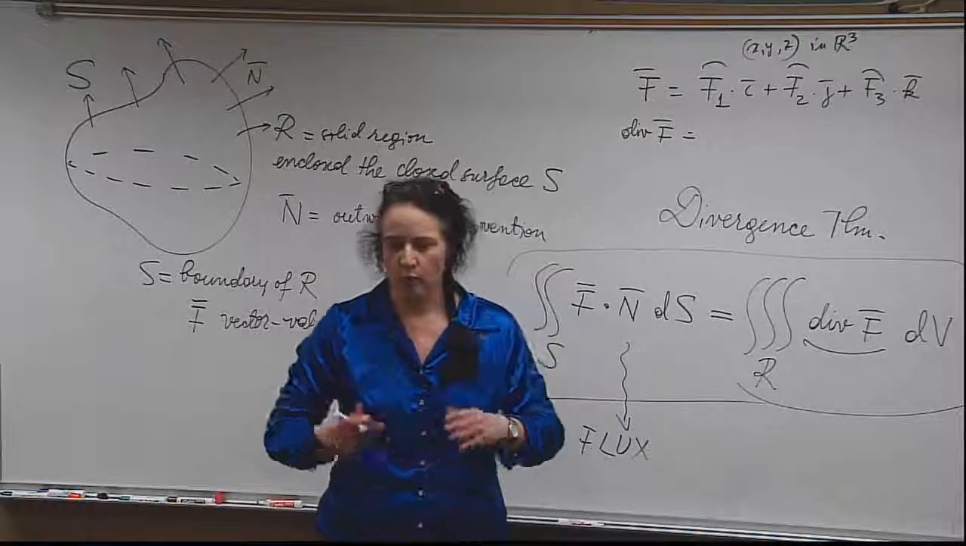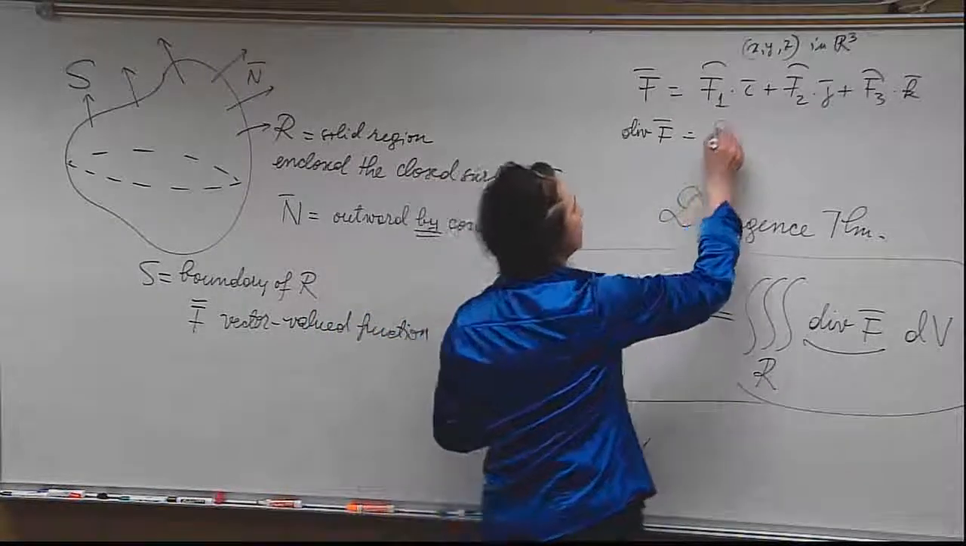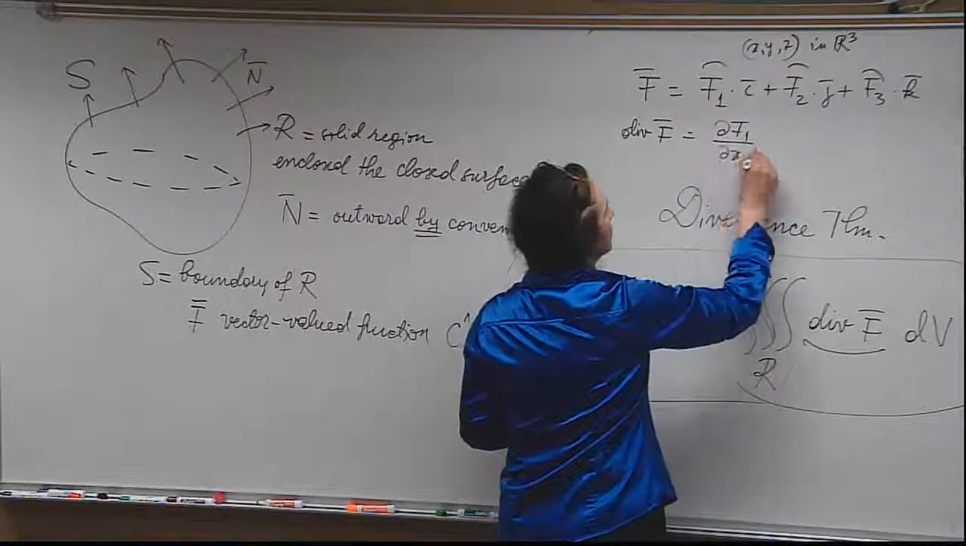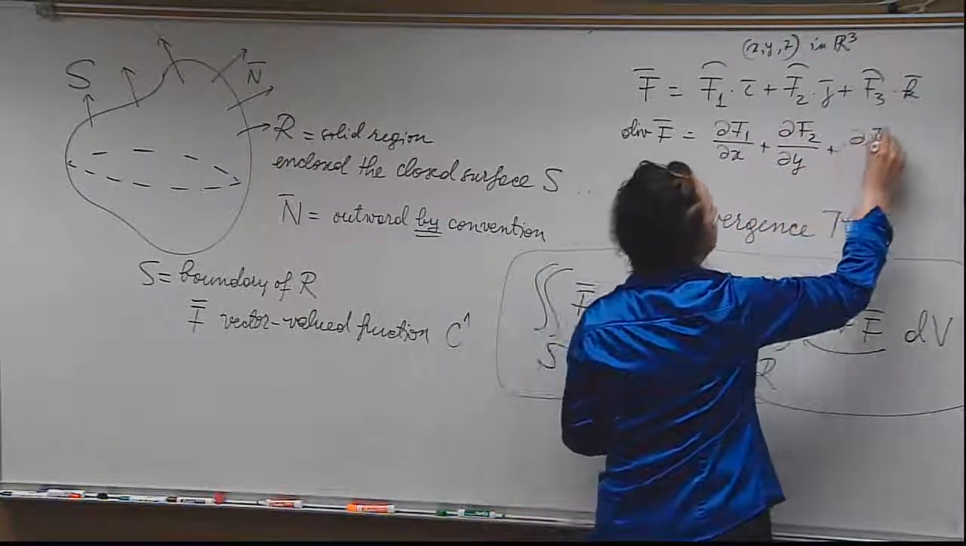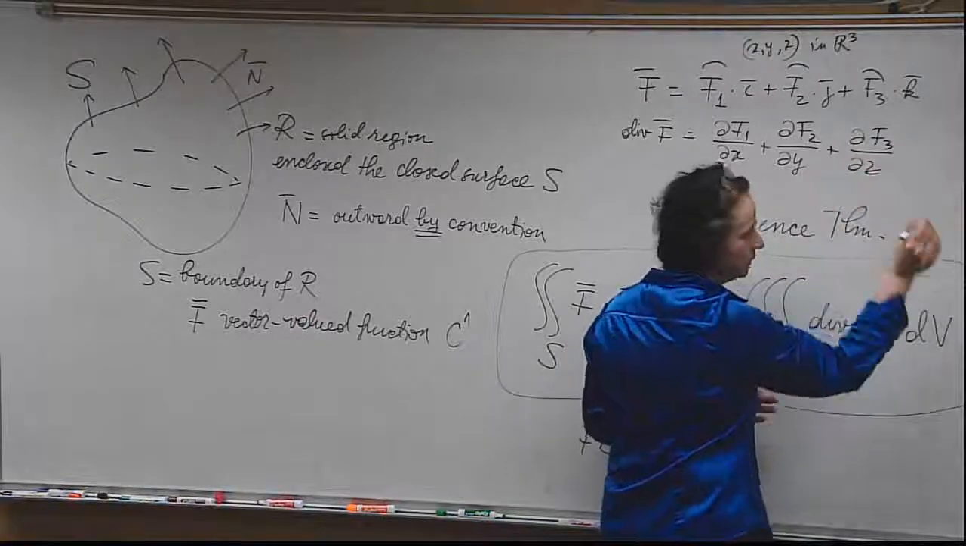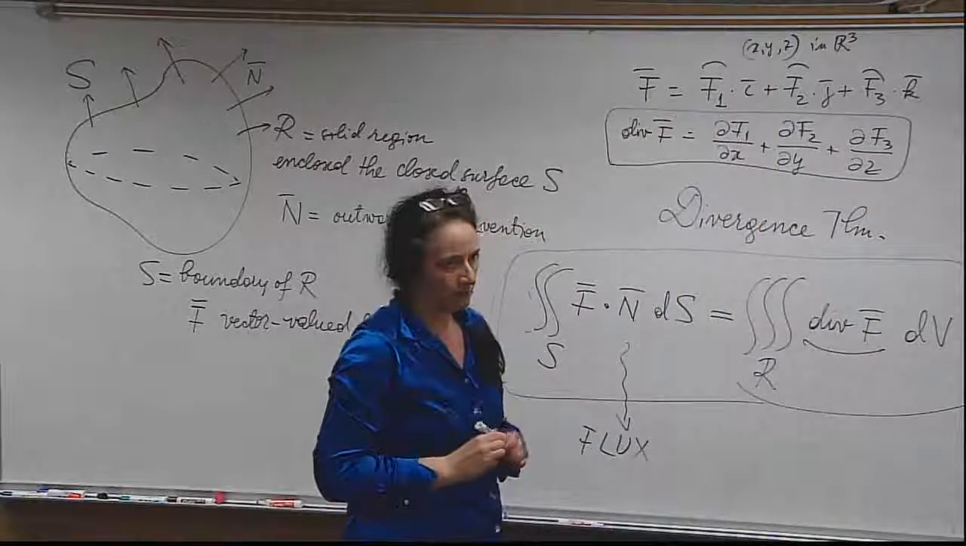So what do we do? Differentiate the first component with respect to x, plus differentiate the second component with respect to y, plus differentiate the third component with respect to z, sum them up, and that's your divergence. Okay?